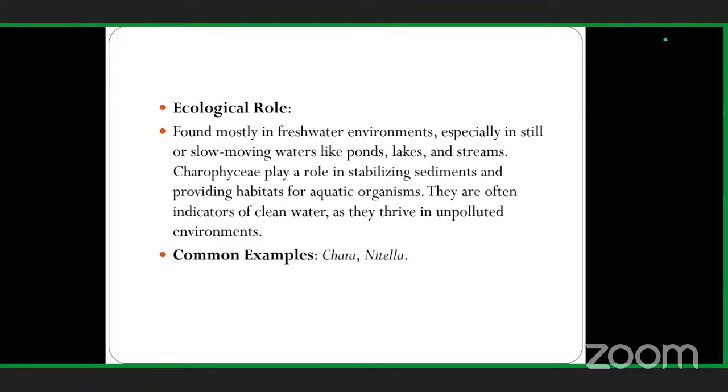lakes, and streams. Charophyceae plays a role in stabilizing sediments and providing habitats for aquatic organisms. They are often indicators of clean water as they thrive in unpolluted environments. So basically, if you see that the class Charophyceae is present, you may think that the water is clean, as they inhabit clean water like ponds, lakes, and streams. Common examples are Chara and Nitella.